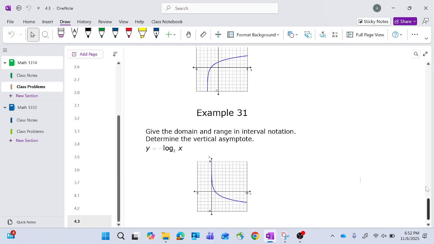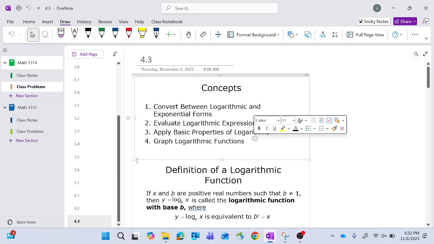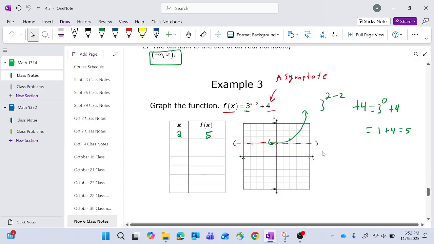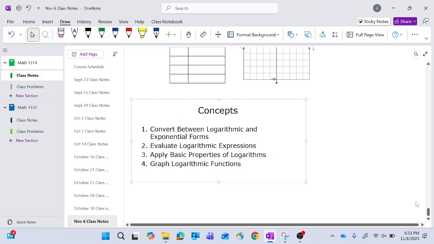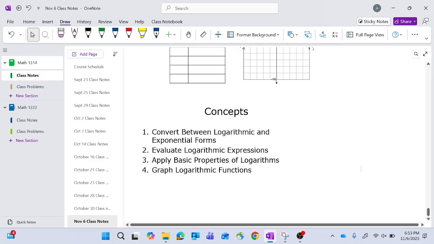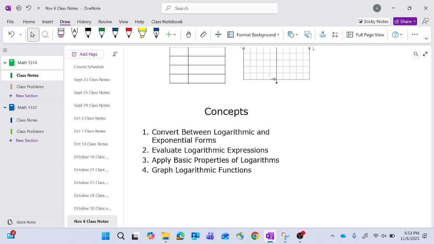Now 4.3. We have a lot. 4.3 is kind of long, but a lot of it is really just rules. Well, I say only rules, but still kind of annoying. So now we're dealing with logs. Logs are just the opposite of exponents. They're inverses of each other. So we're going to learn how to convert between logs and exponentials. We're going to evaluate logarithmic expressions, apply basic properties of logs, graph logs, etc.